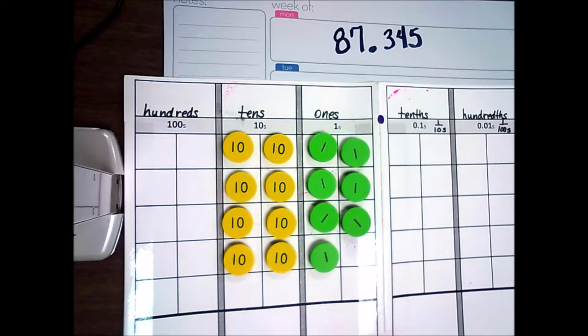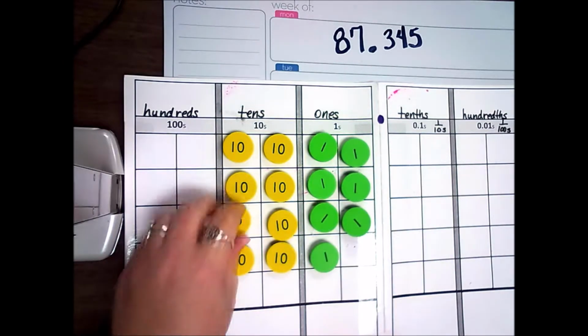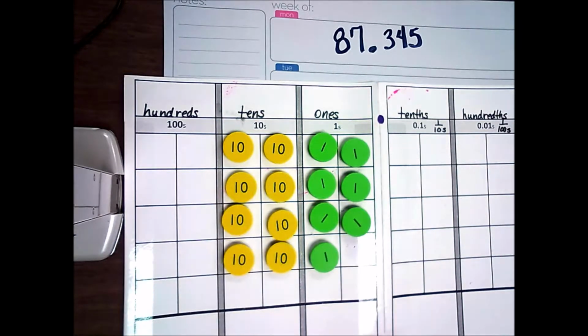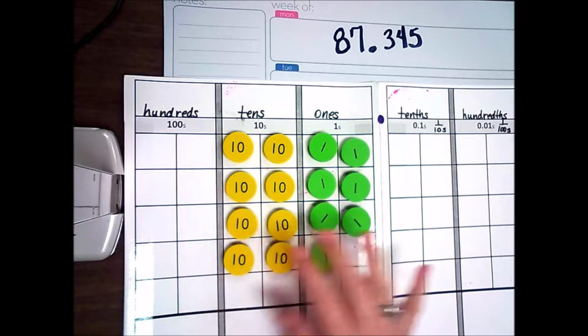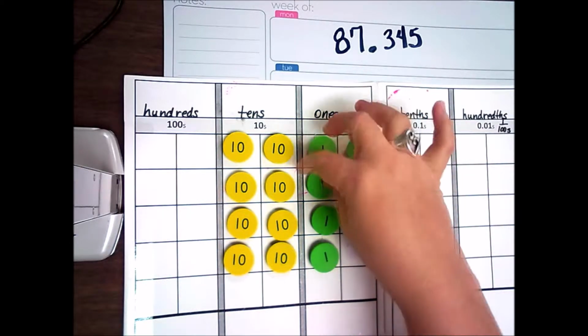Okay, so 5.2a says represent the value of the digit in decimals through the thousandths using expanded notation and numerals. So one of the ways that we do that is with the place value disc, which if you don't have, they're really not that expensive. EAI sells them. I've found them on Amazon before.